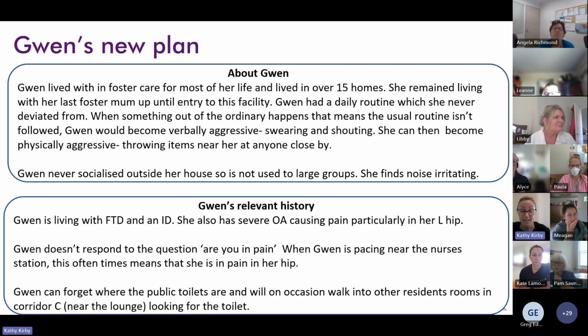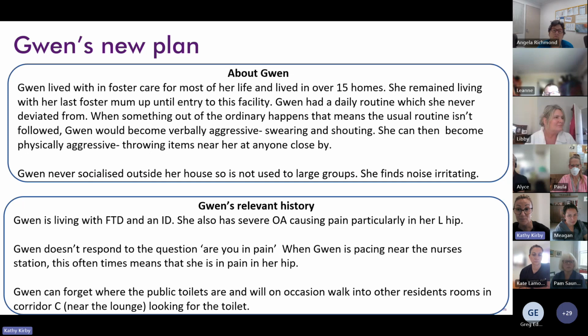Well, we need to know Gwen lived in foster care for most of her life, and she lived in over 15 homes. Okay, so she's moved around a lot. She could be quite unsettled. Her most settled time was living with her last foster mum before she came into the facility. She's got a daily routine which she's never deviated from. Key thing to note, okay?